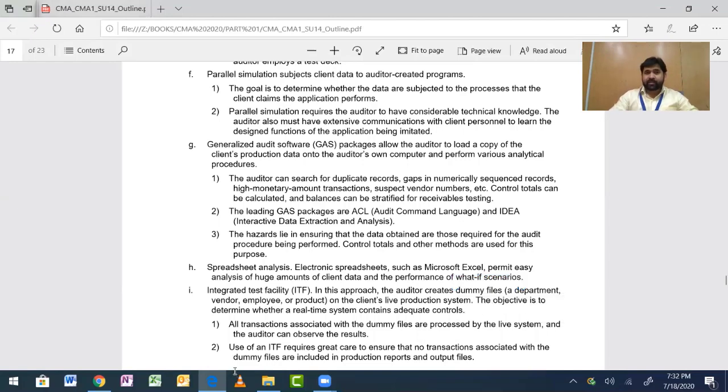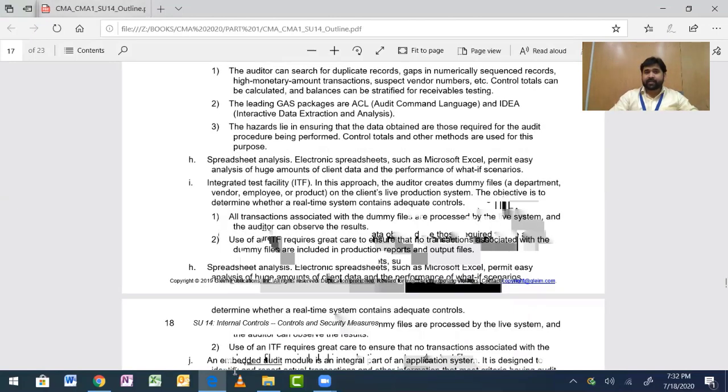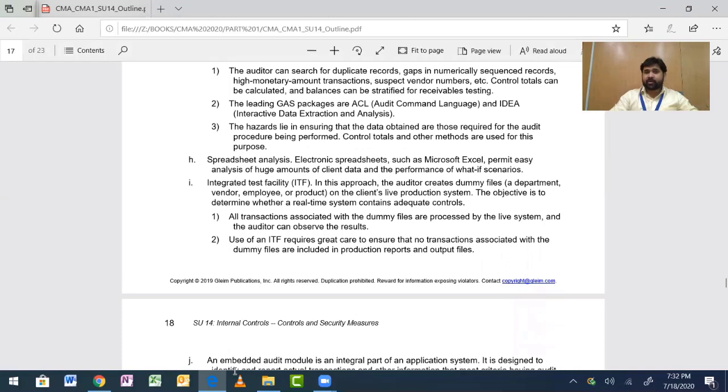Integrated test facility is the approach where the auditor creates dummy files on the client's live production system. The objective is to determine whether the real-time system contains adequate controls or not. There is also system testing only.